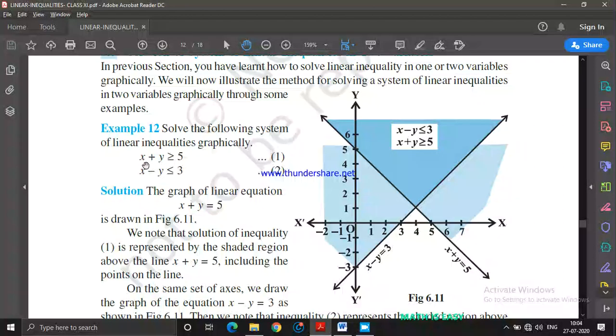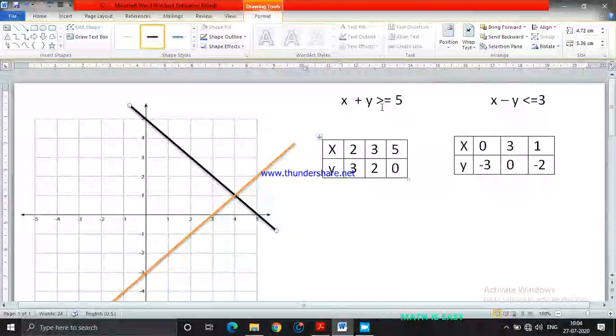So if I take x as, for example, 4 and y as 2, 4 plus 2 is 6, and 6 is greater than 5, and 4 minus 2 is 2, and 2 is less than 3. So that is one of the solutions. As we discussed, linear inequalities do not have only a unique solution, they have a set of solutions. So what is that set of solutions? Let me explain how to do it.